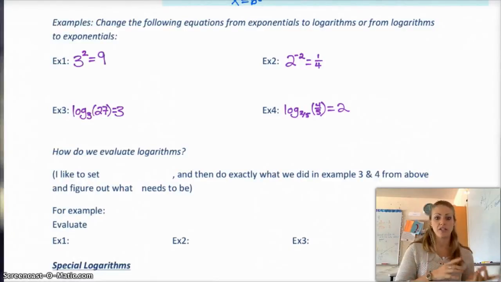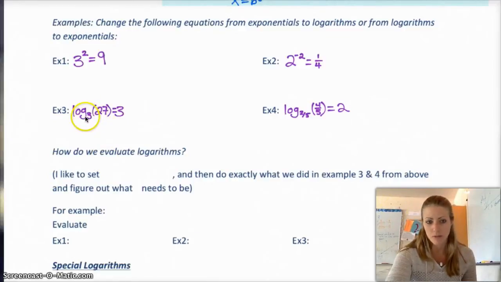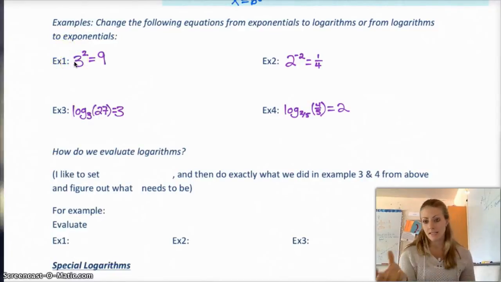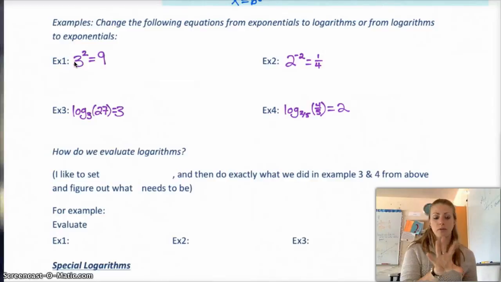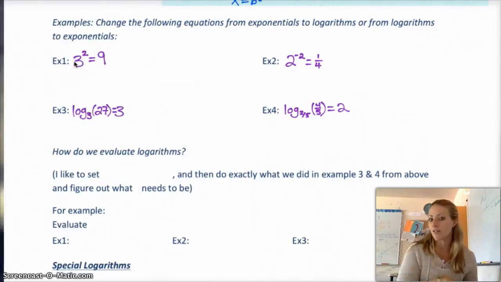Change the following equations from exponentials to logarithms, or from logarithms to exponentials. Okay, both of them you can roll the log, but you always have to start with the base. So the base of the log is the subscript 3 there, and the base of the exponent is the subscript 3 there, and the base stays the same. So going from an exponential with base 3, the log is going to have base 3. Going from a log of base 2, you go to an exponential with base 2.